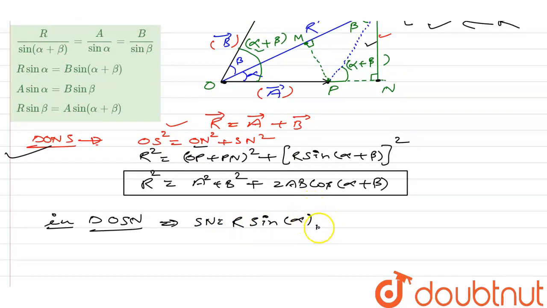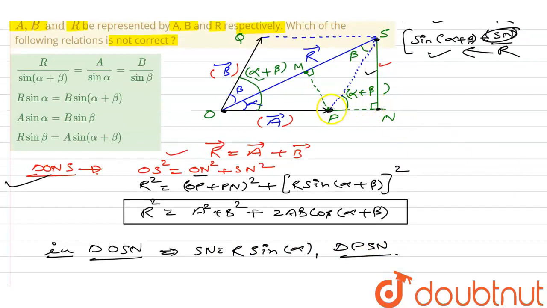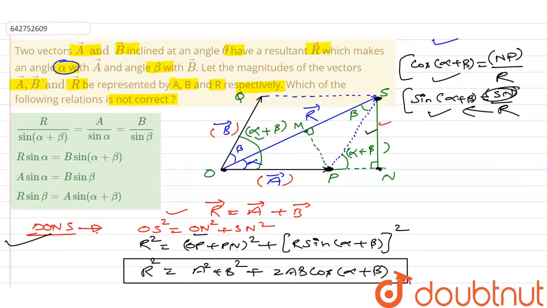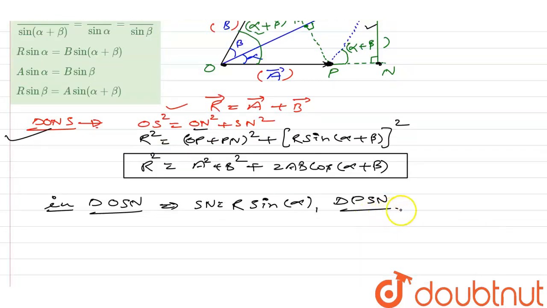Okay, r sine alpha. And if we talk about triangle PSN, so where is triangle PSN? Point P is this, S and N. So if we talk about triangle PSN, we can write that SN will be equal to B sine alpha plus beta.